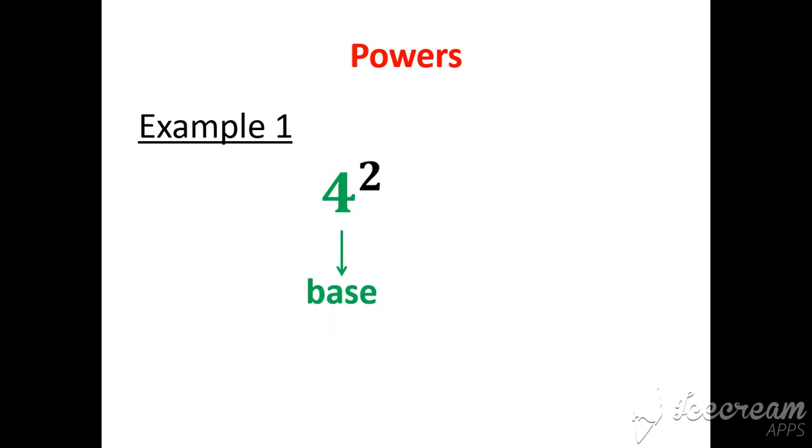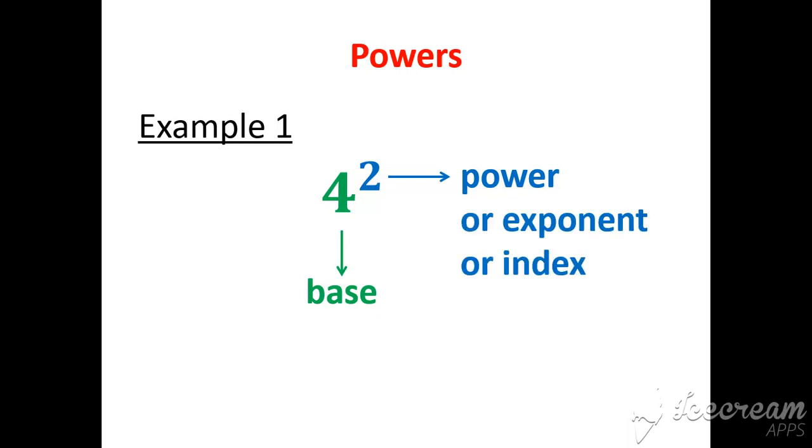Now 4 is called the base, and the 2, the number that is written a little bit higher to the right, is called the power. Now another word for power is exponent or index. If you've come across BEDMAS before, you probably know that B means brackets, E means exponents, and exponents is another word for power.